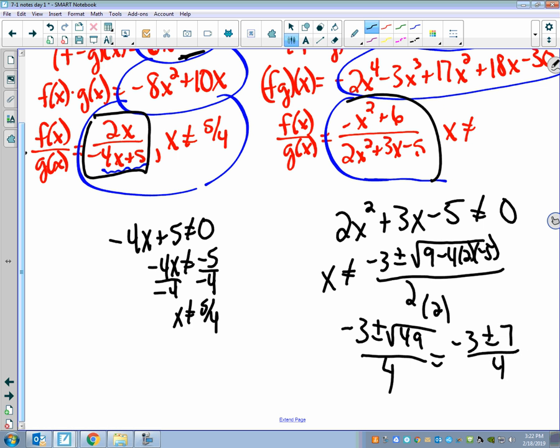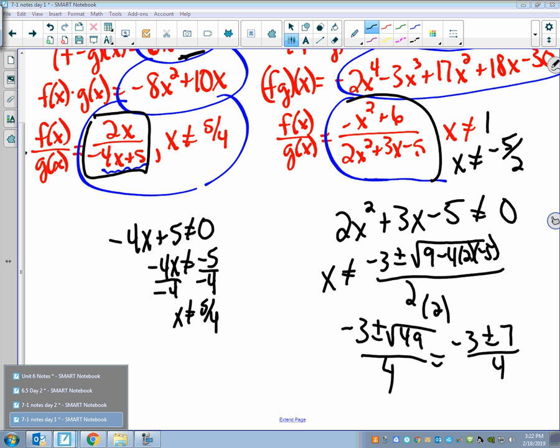So if I want to say what x can't be, -3 plus 7 would be 4/4, or x can't equal 1. And -3 minus 7 would be -10/4, which is -5/2, or -2.5. And so that's the extra part that you have to do when you're dividing.